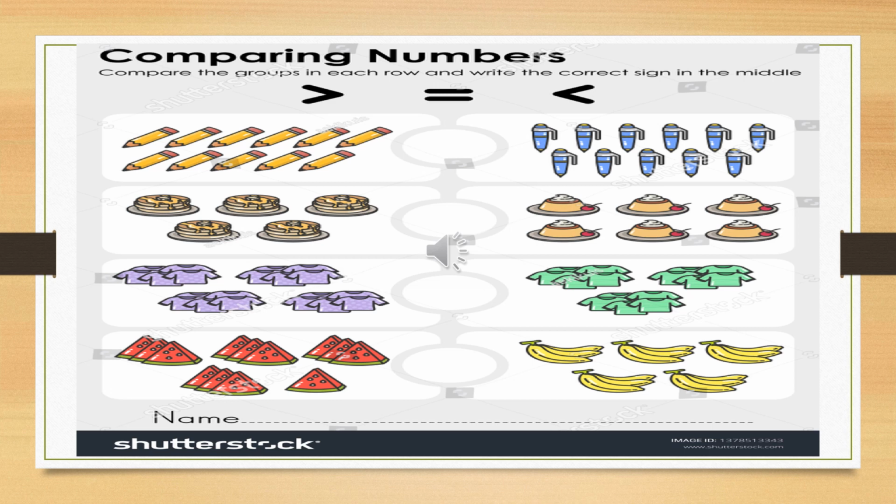Now how many slices of watermelon are there? These are 3, 3, 6, 3, 9, 3, 12 and 1, 13 slices of watermelon. And how many bananas? 3, 3, 6, 3, 9, 3, 12 and 3, 16. Which means bananas are more than watermelon. Watermelons are 15, bananas are 16. So the little birdie will open its mouth towards the bananas.